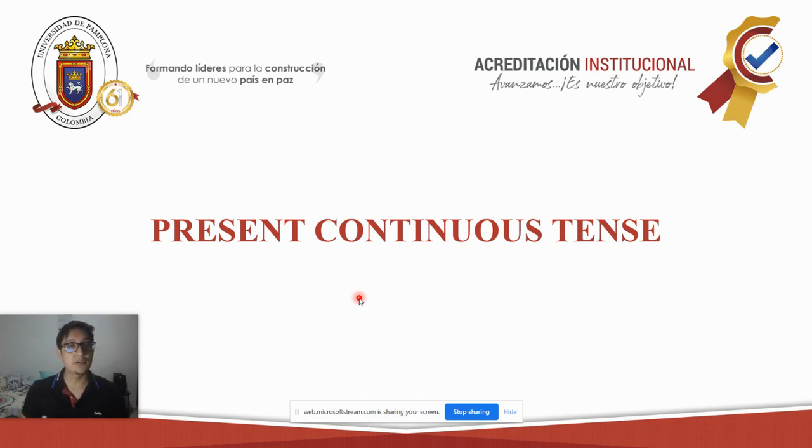In today's lesson, we are going to get in touch with the present continuous tense. We're going to learn when you have to use this tense, also the structure of the tense. We are going to check some examples. And finally, we are going to check the contractions in this present continuous tense.